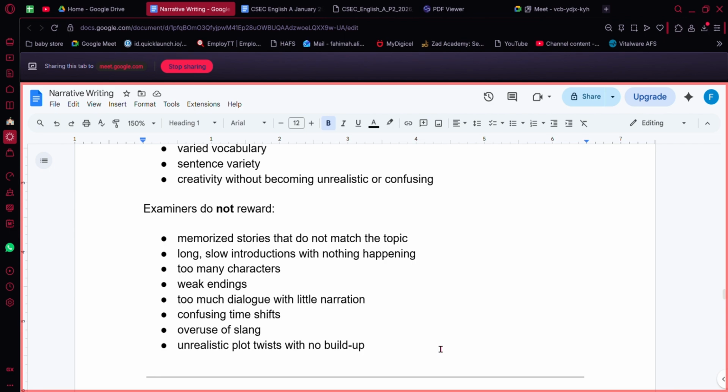Too many characters. You cannot write 10 characters into 400 words. You don't have enough words and enough time to give each character a purpose. Choose the least amount of characters that you could possibly have in your story. Give each character a purpose. Weak endings. Don't just drop off and say, okay, the end. You have to resolve all your issues at the end of your story.